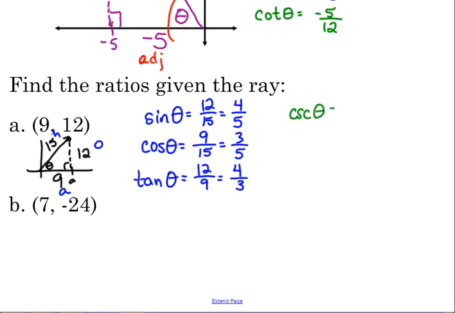Cosecant, we flip over the sine, so that's 5 over 4. Secant, we flip over the cosine, so that's 5 over 3. Cotangent, we flip over tangent, so that's 3 over 4.